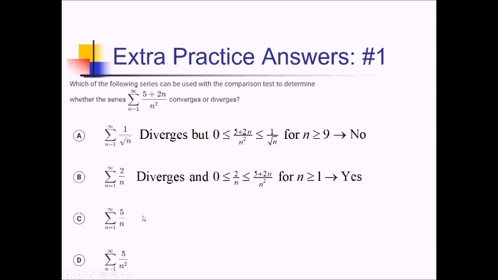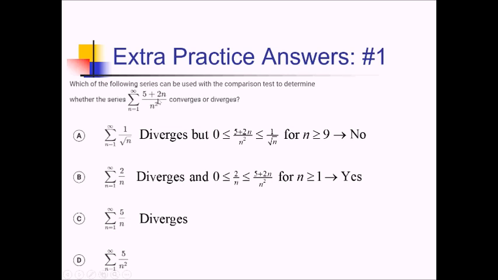Now let's just check out these other ones real quick. This one, 5 over n. So this diverges just like 2 over n did. If you take out a 5, this is just the harmonic series. The issue on this one is that if you compare this with the original fraction, well, this is basically the original without the plus 2n. So this is going to be, actually, I take that back.